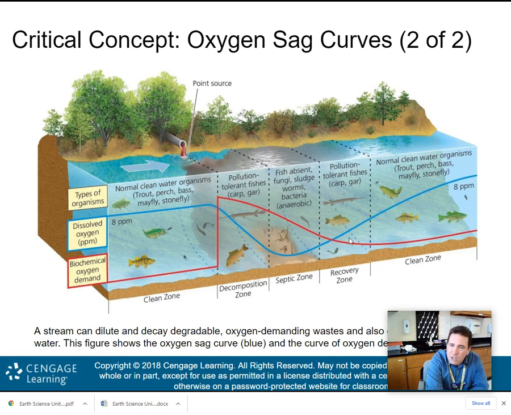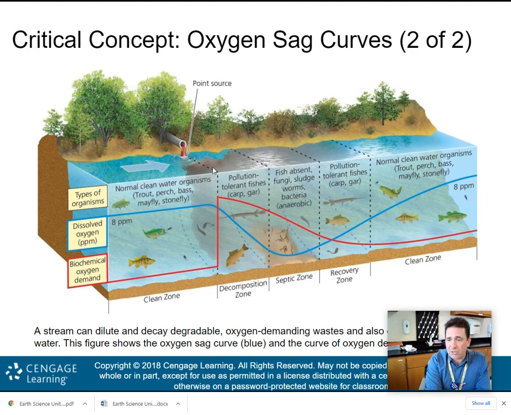We then get into the recovery zone where, because the demand for oxygen is decreasing, the actual dissolved oxygen content is increasing. And then eventually you get back to a clean zone where normal clean water organisms can survive again. Just understand what's going on here. Again, normal clean water has high dissolved oxygen and low oxygen demand.